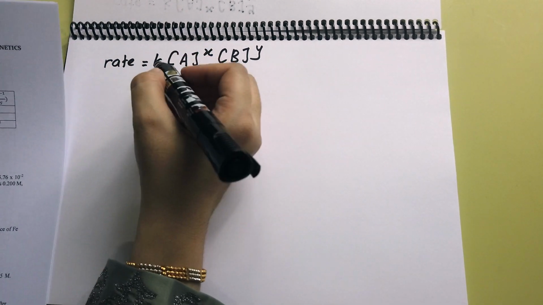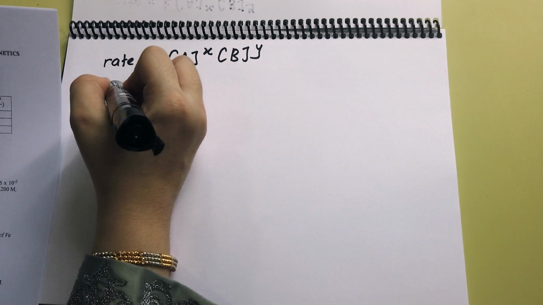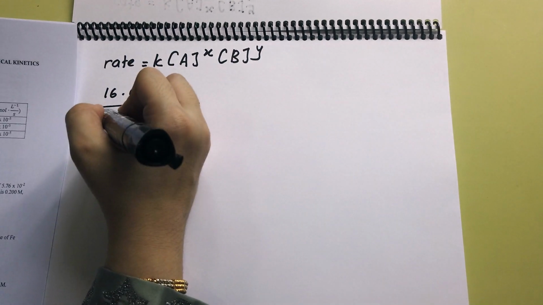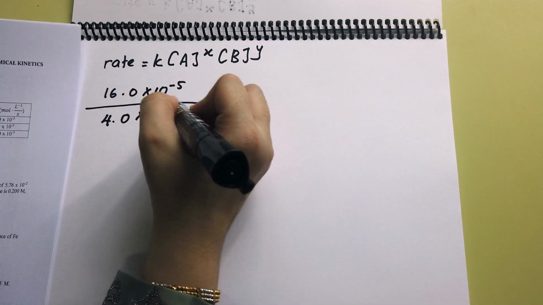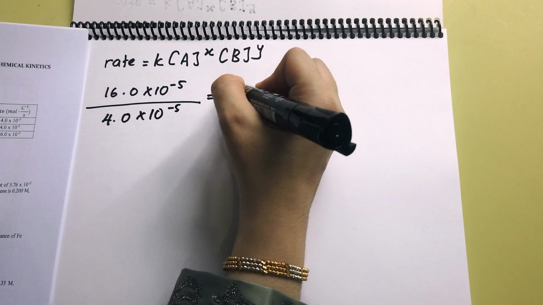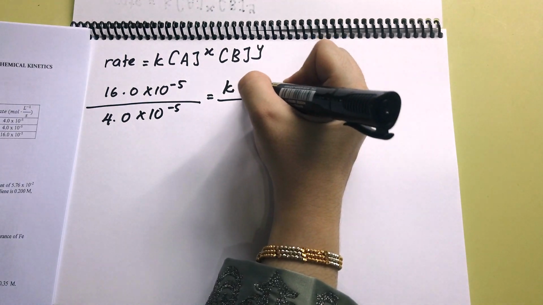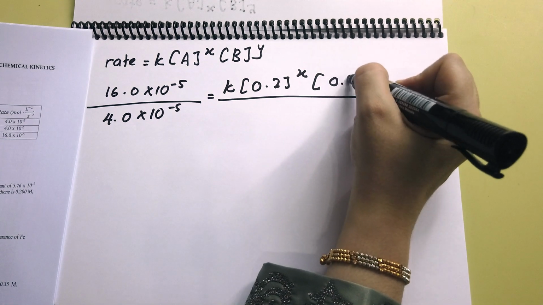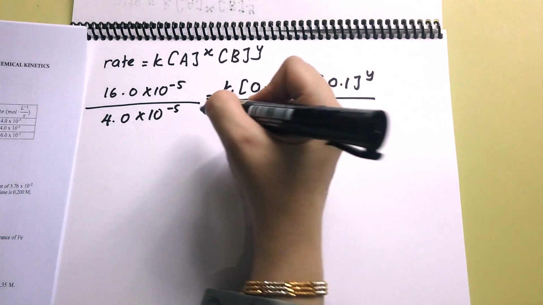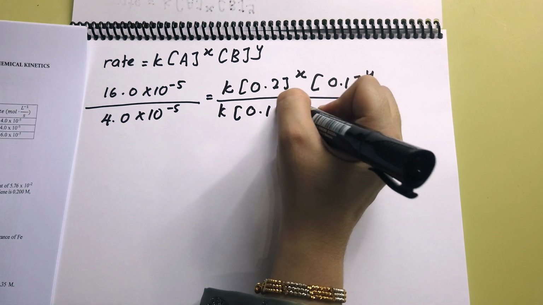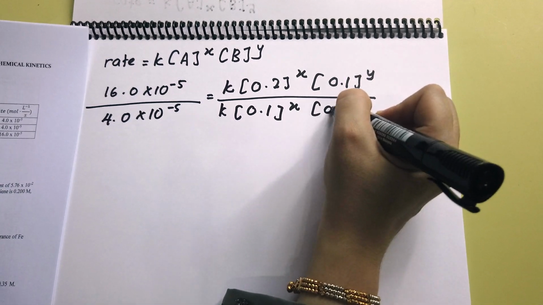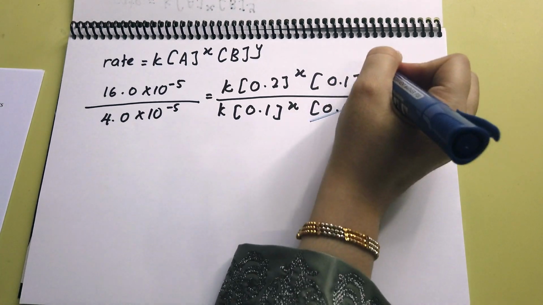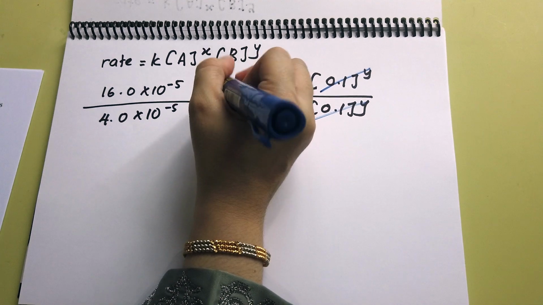So rate is equivalent to 16.0 times 10 to the power of negative 5 divided by 4.0 times 10 to the power of negative 5, which is equivalent to k, 0.2 to the power of X, and 0.1 to the power of Y. The other one will be 0.1 to the power of X and 0.1 to the power of Y. Same drill. This one is the same. This one is the same as well.